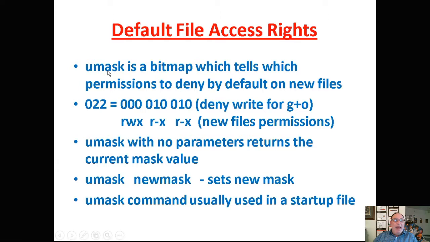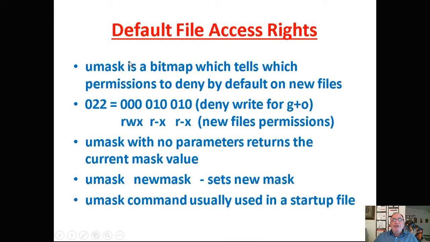Okay, the default access rights. Umask is a bitmap which is going to tell which permissions to deny by default on new files. This is for new files that are created within Linux. So let's say 0 2 2. If you look at what that's going to mean, it's going to be 0 0 0, read, write, and execute. This is for the owner. Okay, this is for the group. Okay, and this is for everybody else.